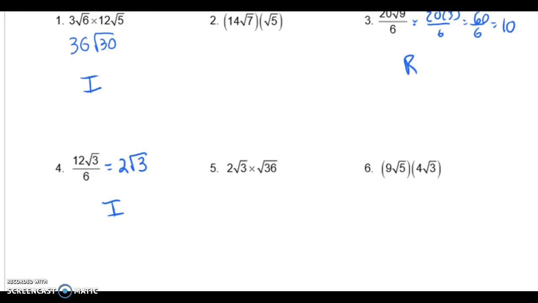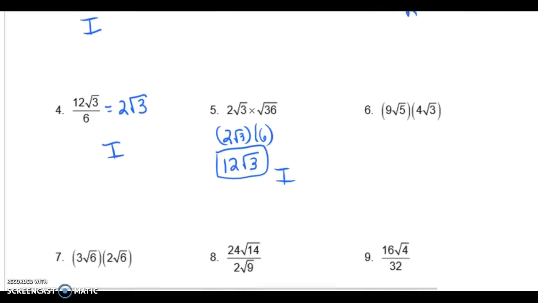Number 5, we have the square root of 36. That's what jumped out at me. I'm going to change that to just simply 6. The 6 and the 2 are on the outside, and I'm multiplying, so I'm going to multiply those two numbers. I get 12, and then my square root of 3 is just there. So there's my simplified answer. And again, square root left over, so that's an irrational number.